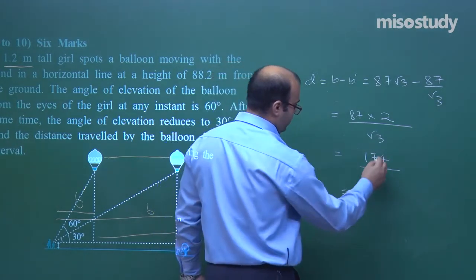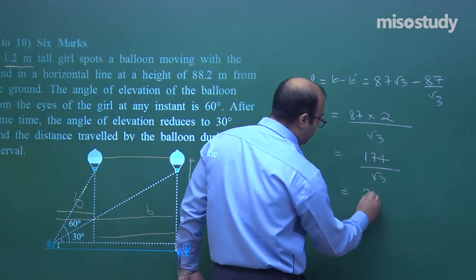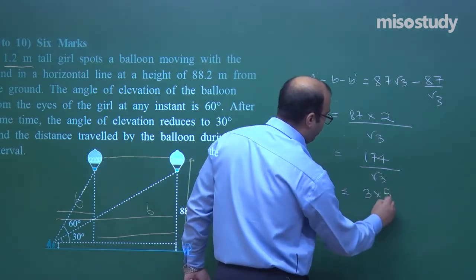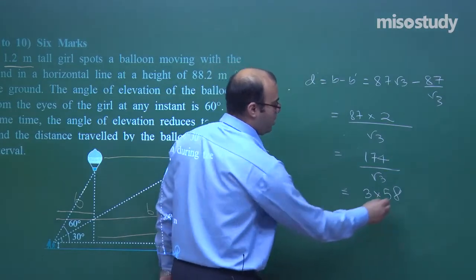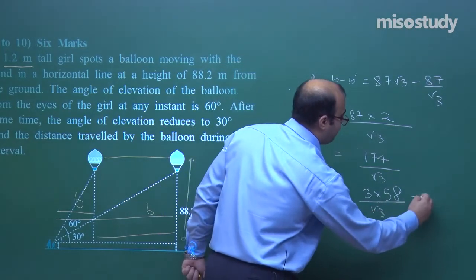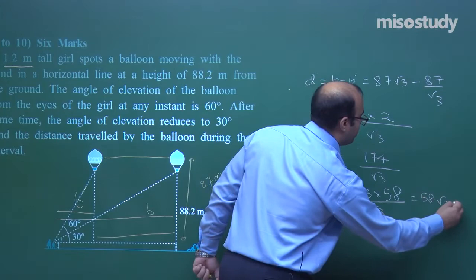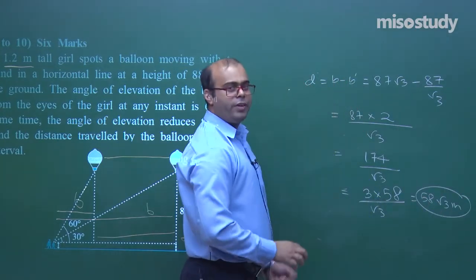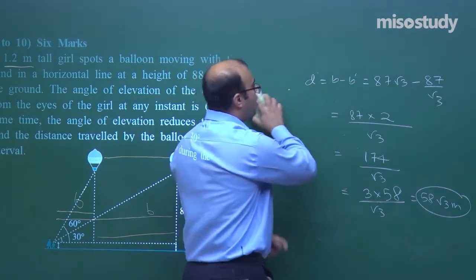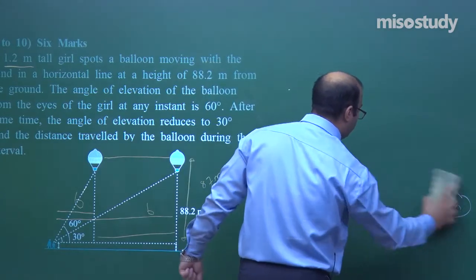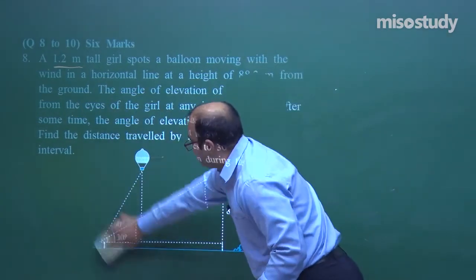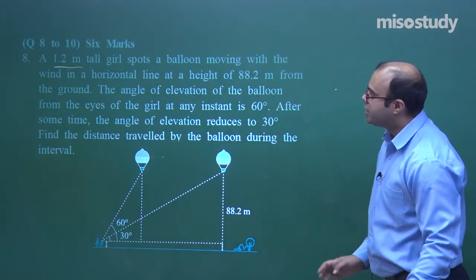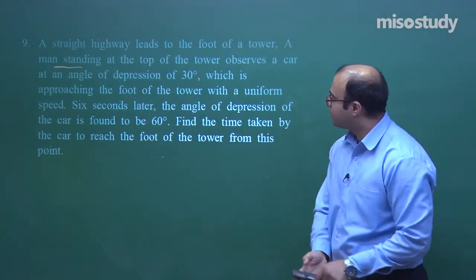That can also be written like this, that's 3 into 58 upon root 3, or we can say 58 root 3 meter. So the balloon has travelled 58 root 3 meter, students, when the angle of elevation has changed from 30 degree to 60 degree. Now let us take another question, 9th question of 6 marks.